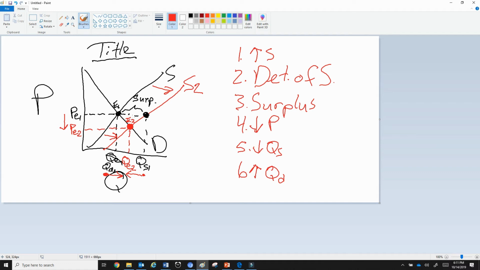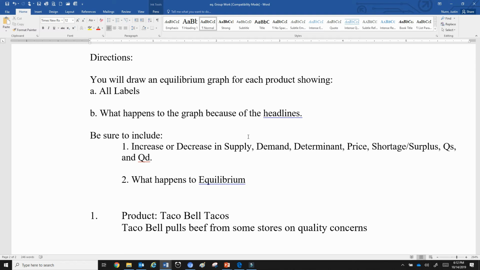So let's go ahead and do an example from the classwork that you're going to get in class on Tuesday. So here is the very first part of the handout you will get tomorrow. You'll see that it has the directions and an example.